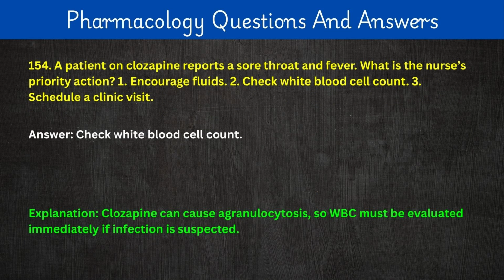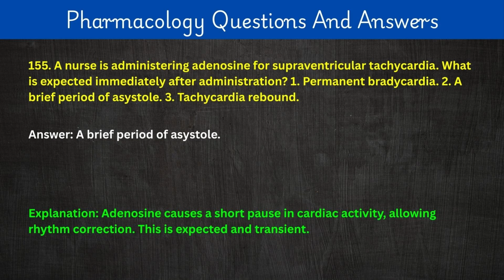154. A patient on clozapine reports a sore throat and fever. What is the nurse's priority action? 1. Encourage fluids. 2. Check white blood cell count. 3. Schedule a clinic visit. Answer: check white blood cell count. Explanation: clozapine can cause agranulocytosis, so WBC must be evaluated immediately if infection is suspected.